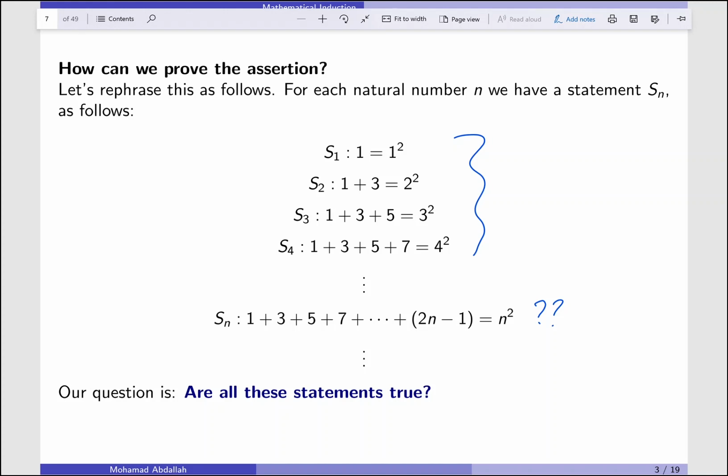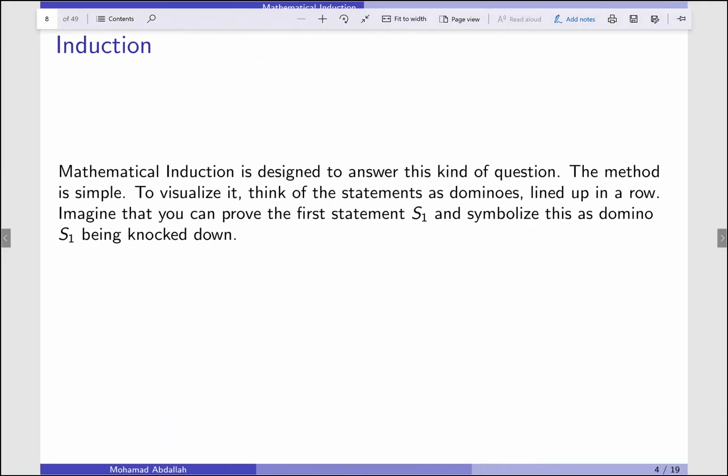Okay. So the new tool that we will use is called mathematical induction. Mathematical induction is designed to answer questions of this type. The method is not complicated. It's very similar to something you can visualize. I want you to look at the next slide, where we're going to relate this to falling dominoes.